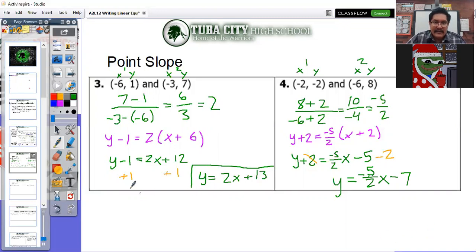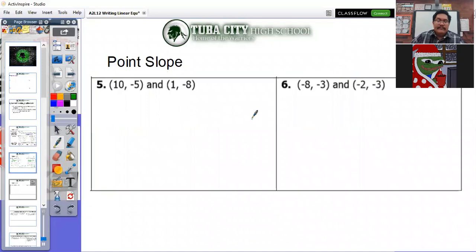And that's how you find the point slope when you only have 2 points. All right, so we have 2 more problems with 2 more points, and then we're going to go into some word problems.